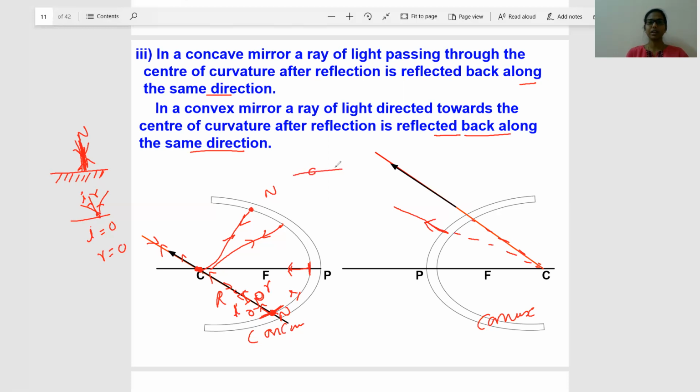Passes through C, again goes back in the same direction. That is the third ray rule. So far we learned three rules.